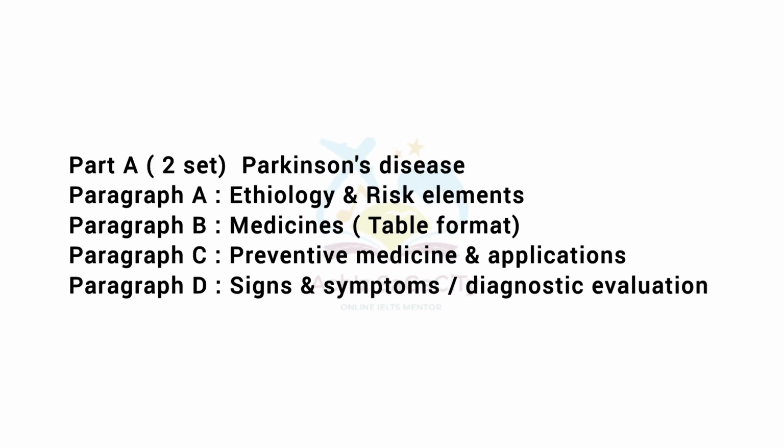Now, regarding part A of second set about Parkinson's disease, paragraph A includes etiology and risk elements. Paragraph B, medicines. It was in a table format. Paragraph C, preventive medicine and applications. Paragraph D, about signs and symptoms, including diagnostic evaluation. I hope you are clear about that.